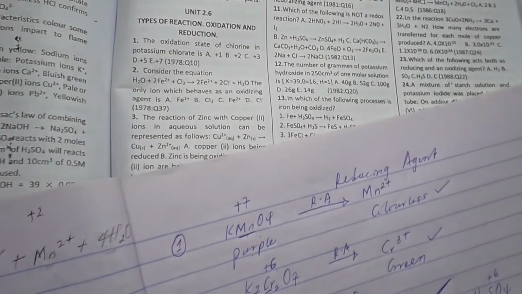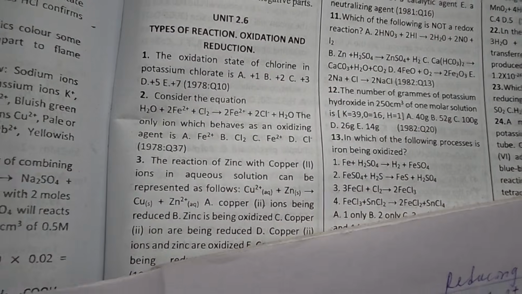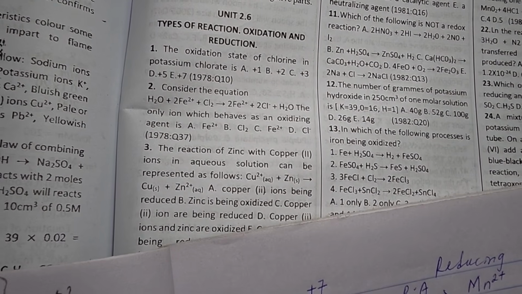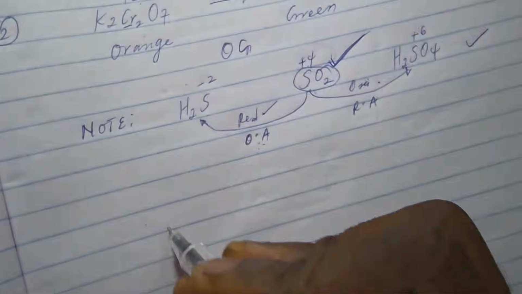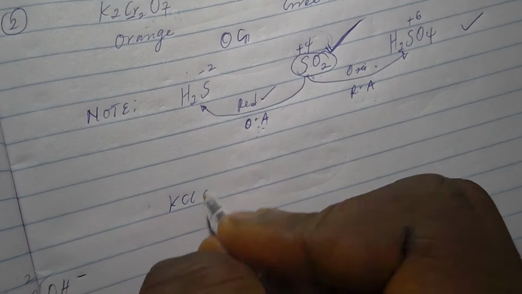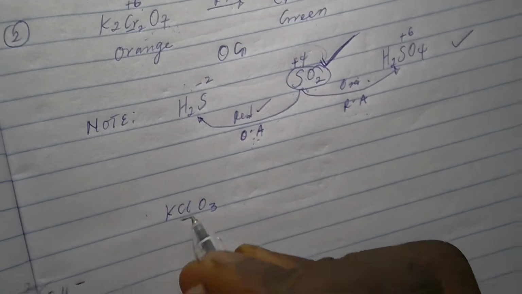Because they might not give you the formula directly, they now say, what is the oxidation state of chlorine in potassium chlorate? I taught you how to do this. So let's quickly check that out. So you're going to have KClO3. Now we want to get that of chlorine.